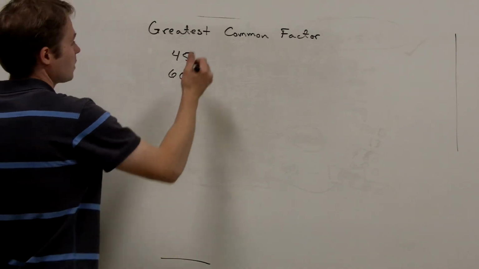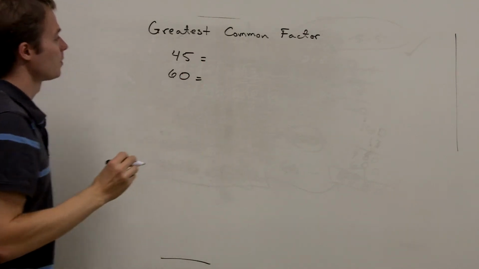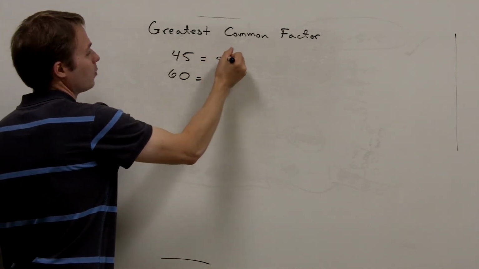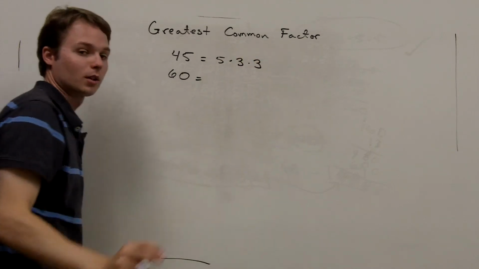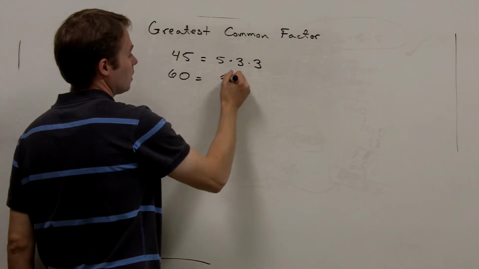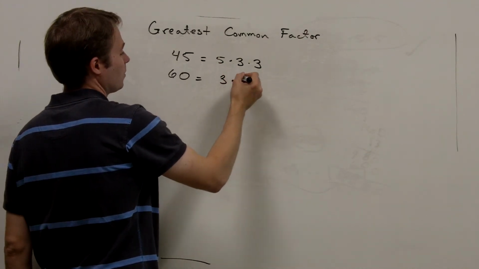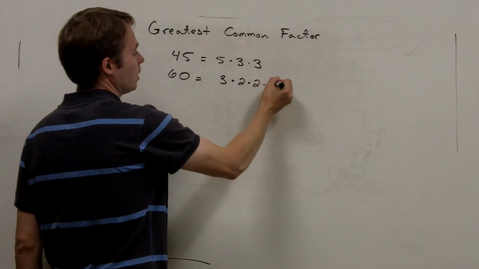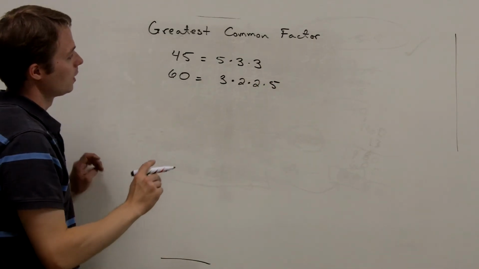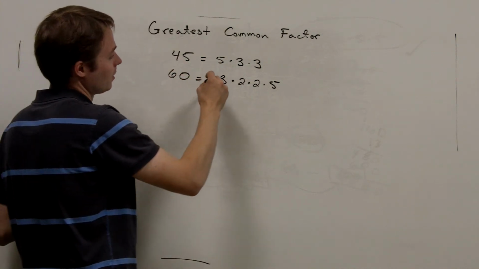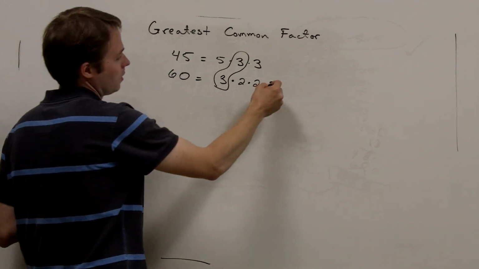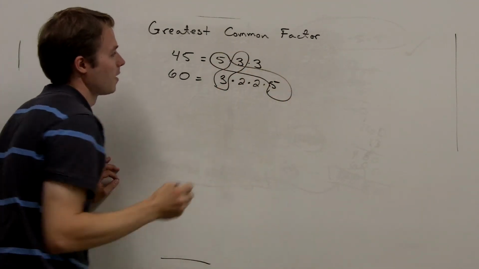There's a very easy way to do this. If you're good with your prime factorizations, we'll just write this as a prime factorization. So 45 will be 5 times 3 times 3. It's 9 times 5. 60 will be 3 times 20, so 3 times 2 times 2 times 5. Then all we have to do is lasso pairs together. So 3 and 3 are a pair, and then 5 and 5 are a pair.